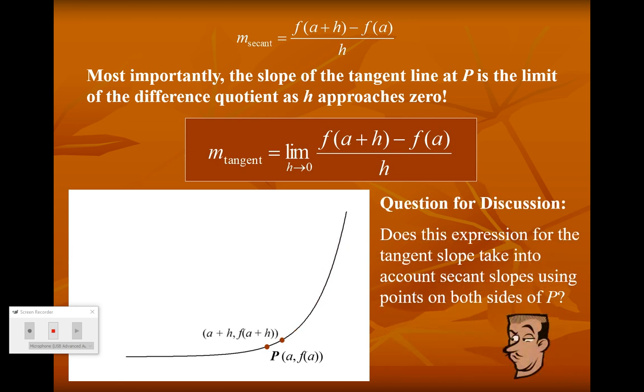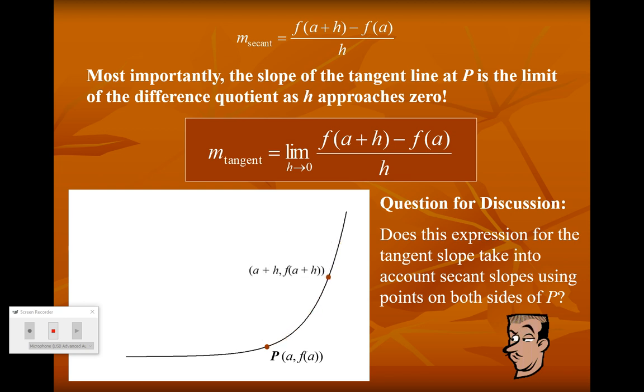Does this expression for the tangent slope take into account secant slopes for both sides? The answer is yes. We were very specific about that. Limit as h approaches 0 means it has to be the same thing coming from both sides. So now you think back and go, oh, this is why he didn't get too worried about from both sides, because by the time the thinking finishes in calculus, this shows up, limits, and we go, this means it's got to be the same from both sides.